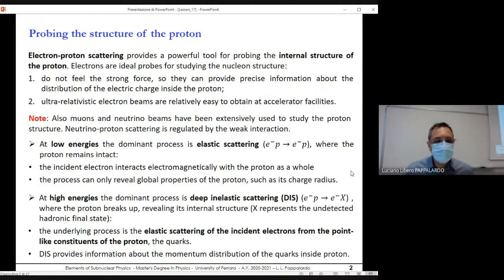Now, in this case, as we will study tomorrow, the underlying process is the elastic scattering, so electromagnetic elastic scattering of the incident electron with the elementary constituent of the proton, which are the quarks. And of course, the DIS provides many more information about the proton structure, because we have a much higher spatial resolution, and so reveals, for instance, how the momentum of the quarks is distributed, etc. This we will study tomorrow.